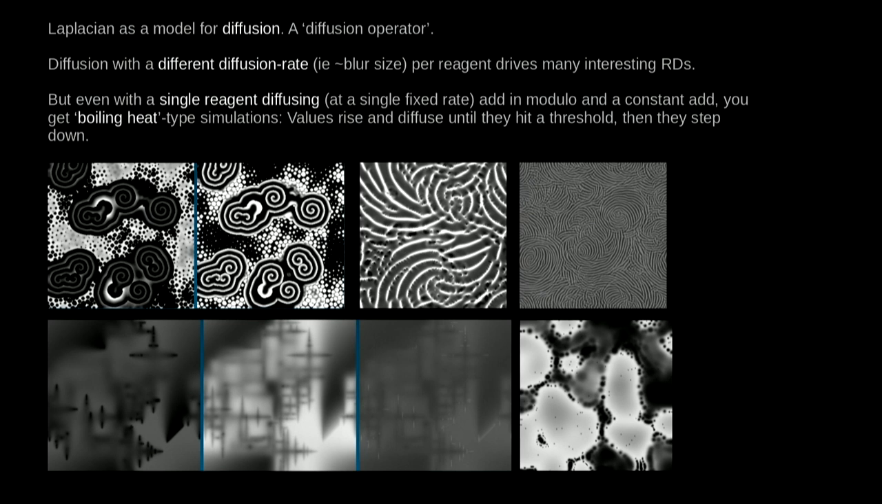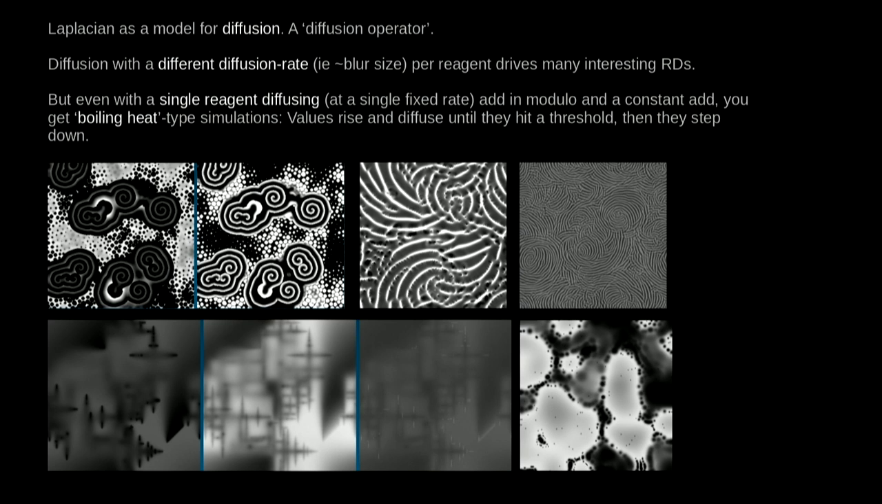It's called reaction diffusion, and that's because the Laplacian is so fundamental to so many of the different types of reaction diffusion. Most reaction diffusion things have multiple reagents, so even Gray Scott has two, but you can get quite a lot of interesting phenomena just with a single reagent.